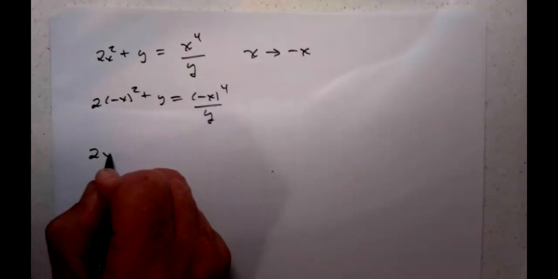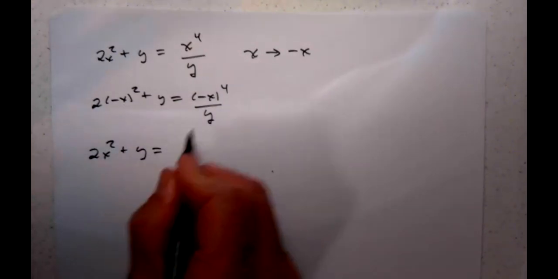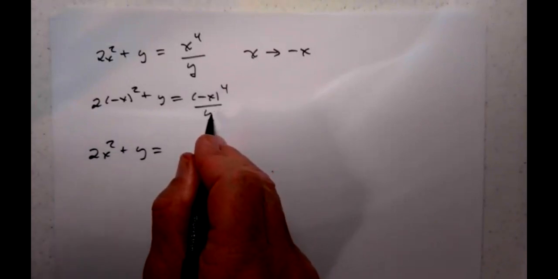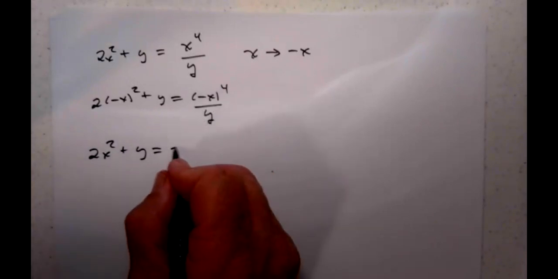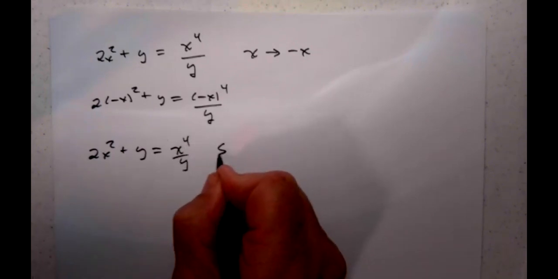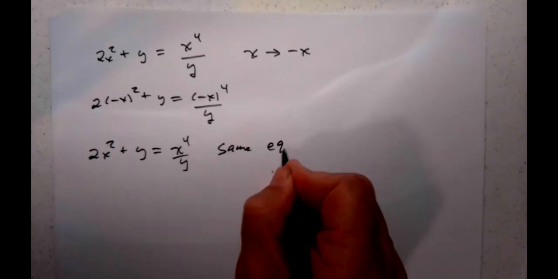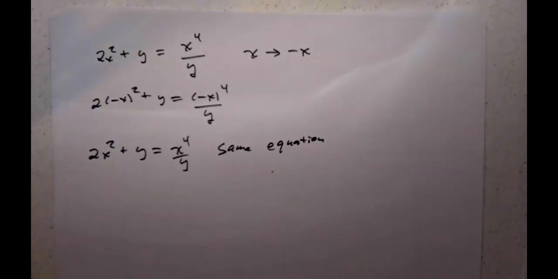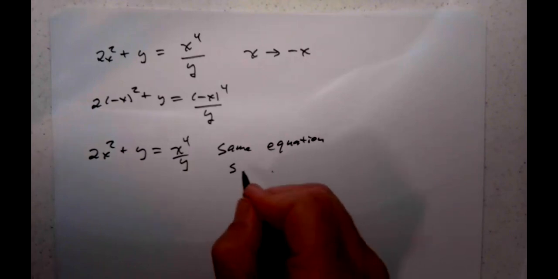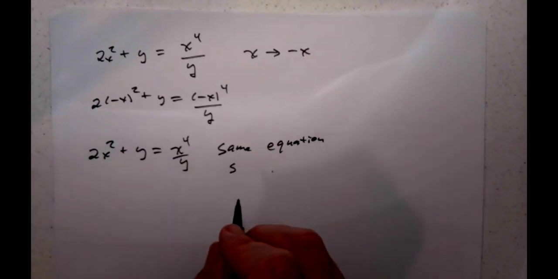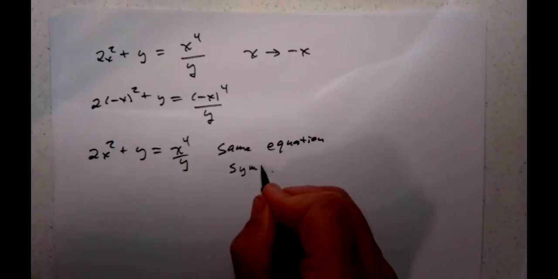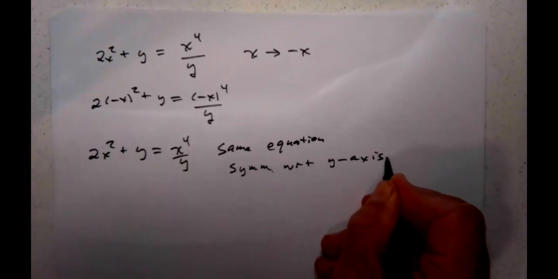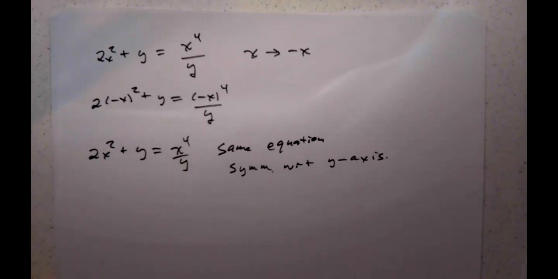That'll give me 2x squared plus y equals negative x, negative x, negative x, negative x. Negative times a negative is a positive, times a negative is a negative, times a negative is positive. x to the 4th over y. Same equation. Therefore, our conclusion should be that this is symmetric with respect to what? Symmetric with respect to the y-axis. So therefore, the y-axis should be a mirror.